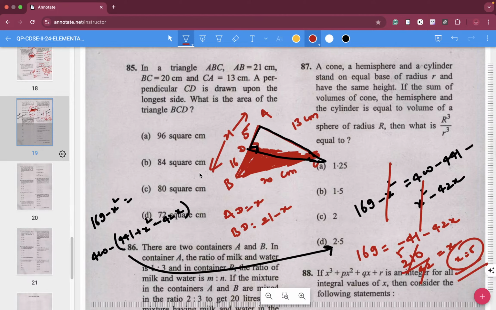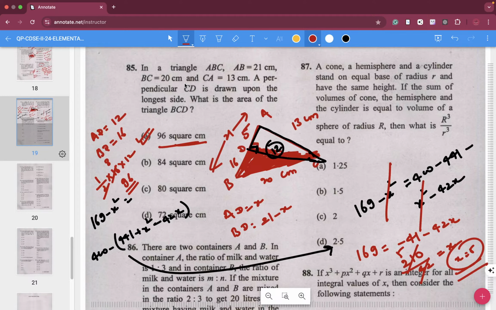So what is the area of the triangle BCD is what they are asking, right? Okay, so now if this is 5 and this is 13, then obviously this will be your 12. AD is the altitude, which is your 12, and BD is the base, which is your 16. So half into base into height. So 8 into 12 is 96 square centimeter is what is going to be the answer for this particular question, folks.